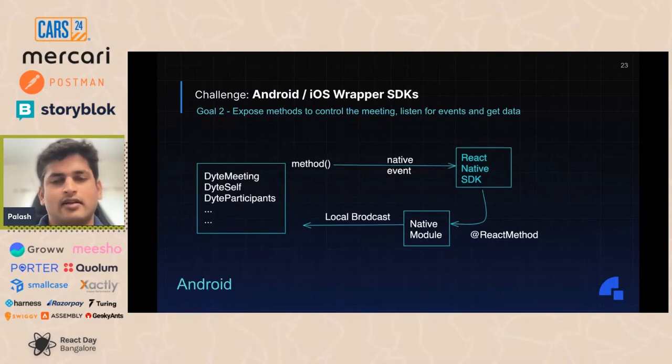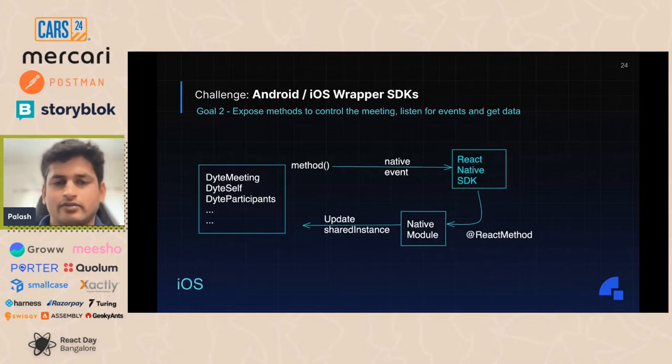And when this is called, we basically do a local broadcast and these classes, the Dite meeting, Dite self, Dite participant, these classes listen to these events. So you call a method, it sends a native event, it is listened to by the React Native SDK. Any changes in the React Native SDK, it lets the native side know by using a React method and a local broadcast. On iOS side, we do almost the same thing. It's just instead of a local broadcast, we update a shared instance.